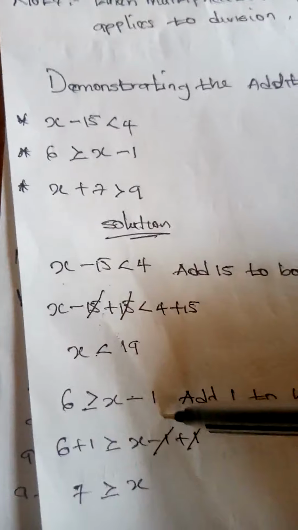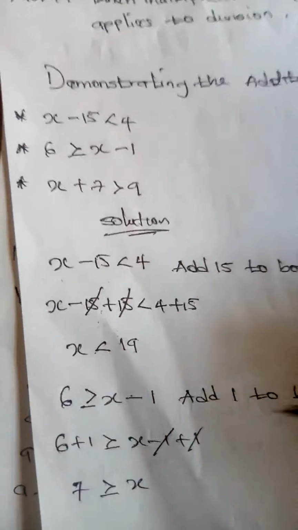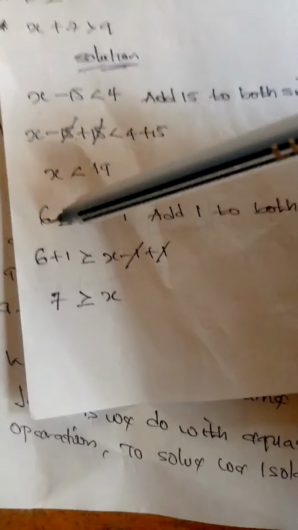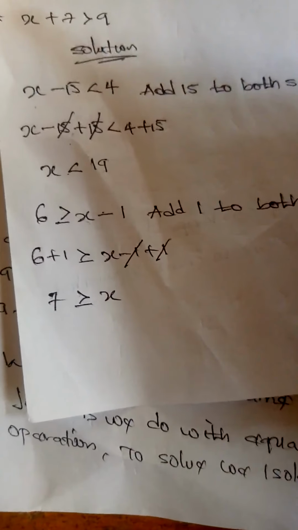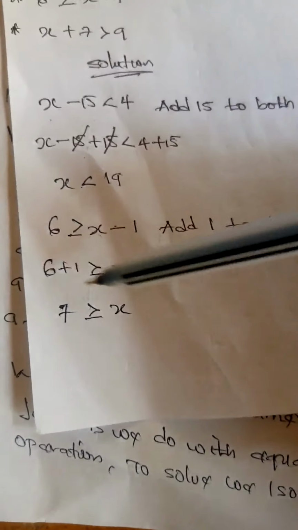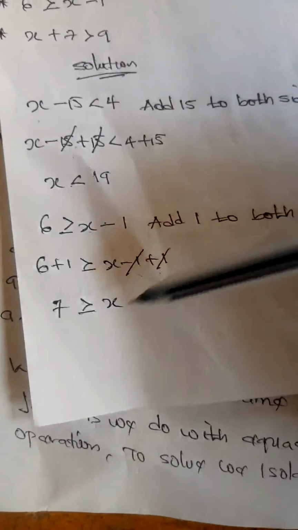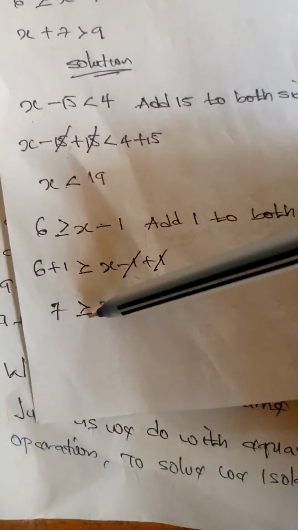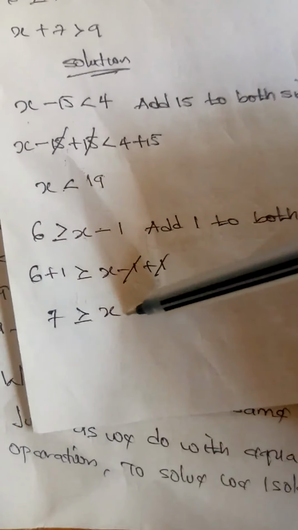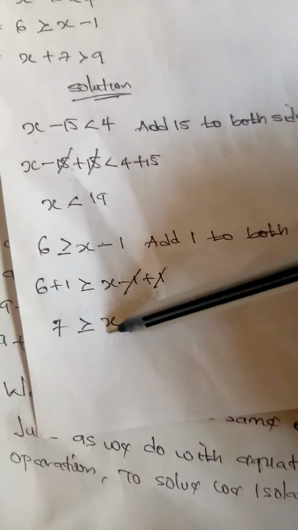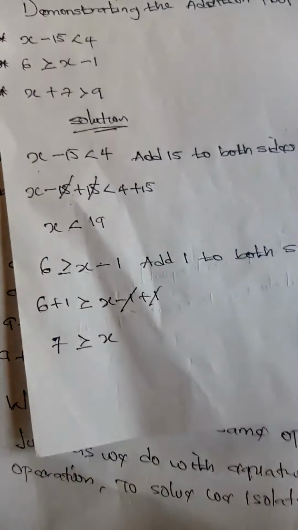Same thing for this one too. We just isolated the terms and added 1 to both sides. We added 1 to the left side and we added 1 to the other side. So -1 plus 1 is equal to 0, and 6 plus 1 is 7. So 7 is greater than or equal to x. We just simplified it, then cleared x, just like in the equation part.